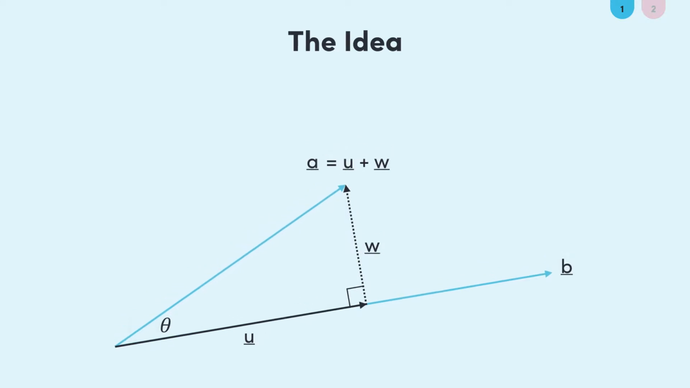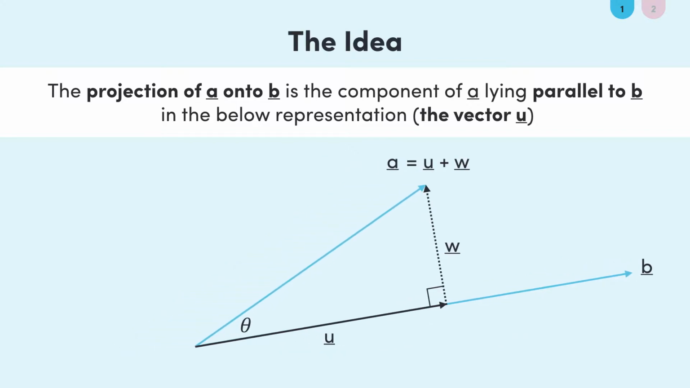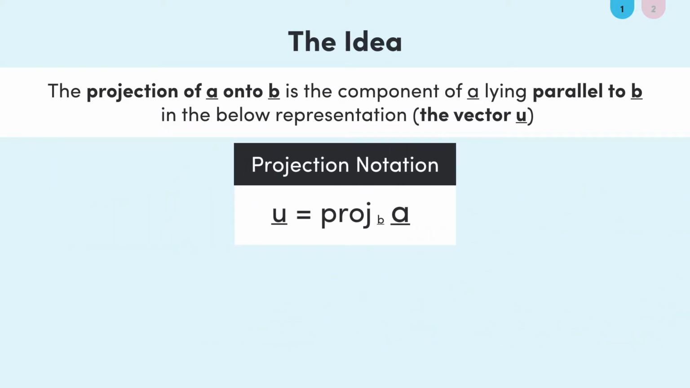And now we can define the projection. The projection of a onto b is the component of a lying parallel to b. So it's u. The projection of one vector onto another vector will be a vector. This is the conventional notation to denote the projection of a onto b. You write the word proj and then a little vector b in the subscript and then a big vector a.